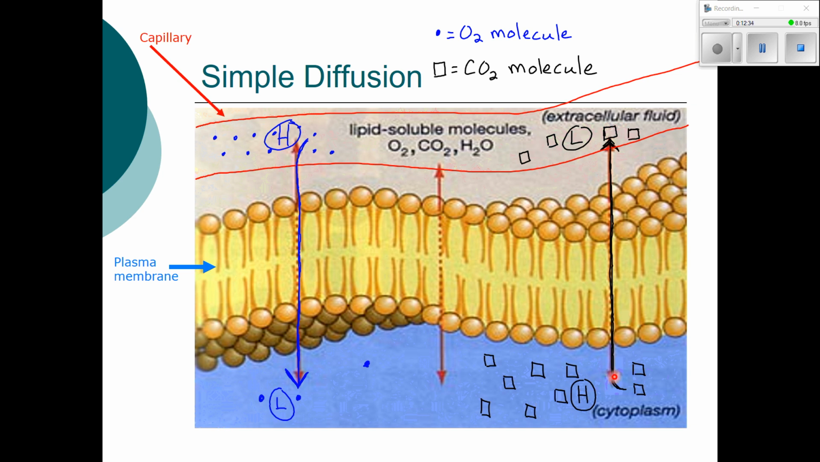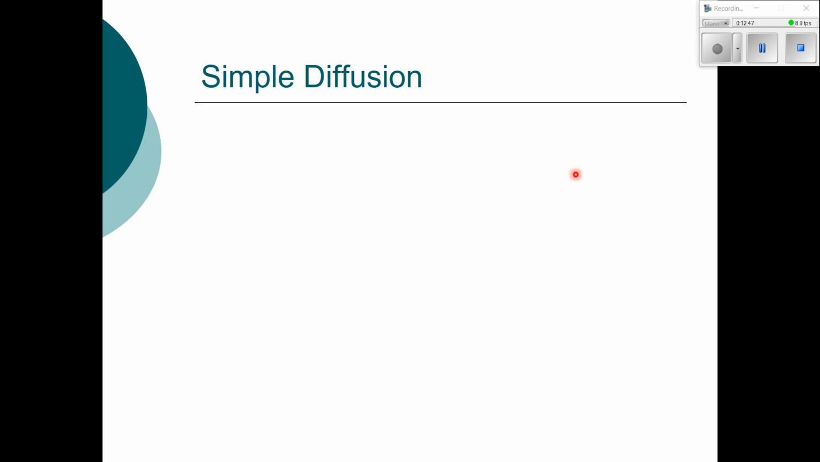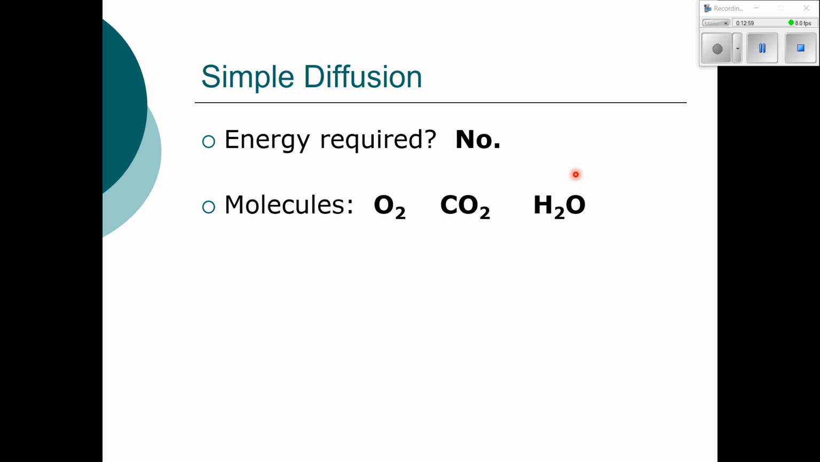And so what do we have? We have simple diffusion. Carbon dioxide moves from an area of high concentration to an area of lower concentration, passing directly through the phospholipid bilayer. So when you're taking notes on simple diffusion, there's a few basic things to remember. Energy is not required. This is a passive process. Molecules that can cross the membrane by simple diffusion include oxygen, carbon dioxide, and to some extent, water.